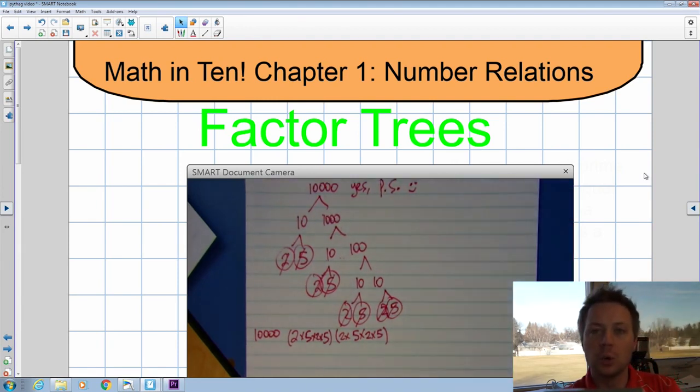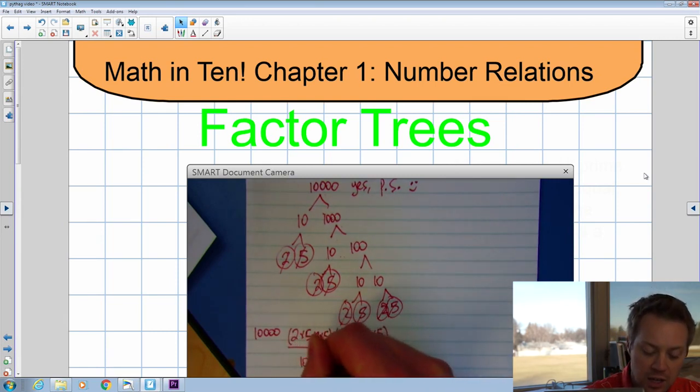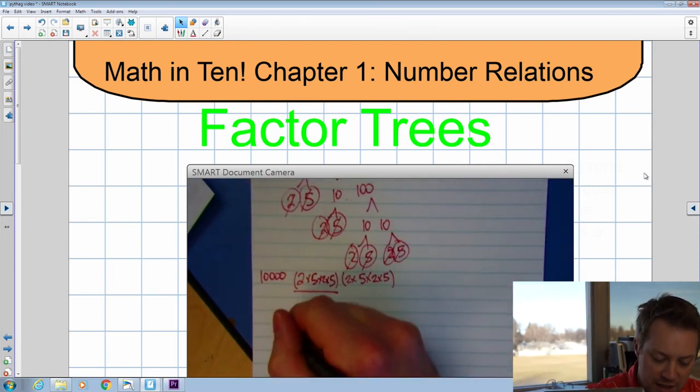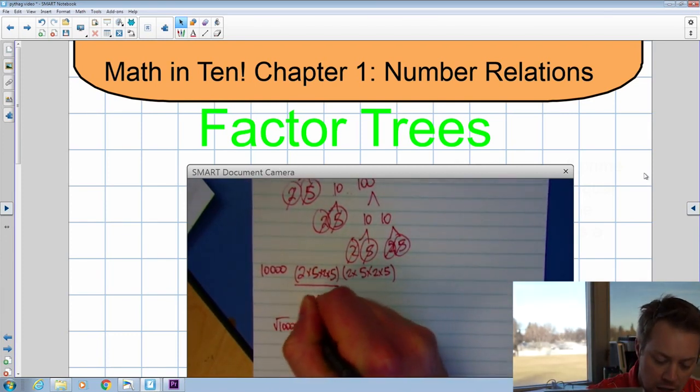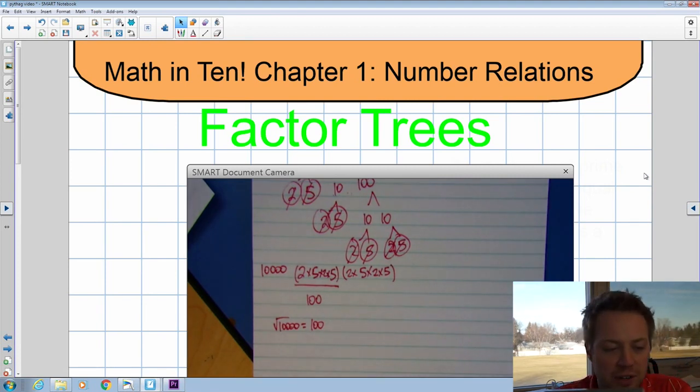Now, if I wanted to go a step further and find out what the square root is of 10,000, I would just multiply out one of my groups. So 2 times 5 is 10, 10 times 2 is 20, 20 times 5 is 100. So I know that the square root of 10,000 equals 100. Pretty simple to find the square root of a huge number like that. A lot of people are afraid of those big numbers, but in this case, it wasn't so bad.